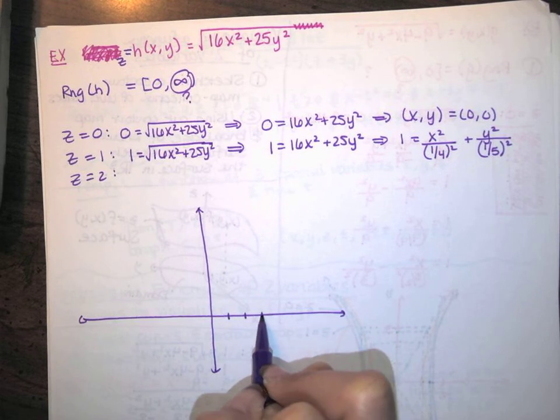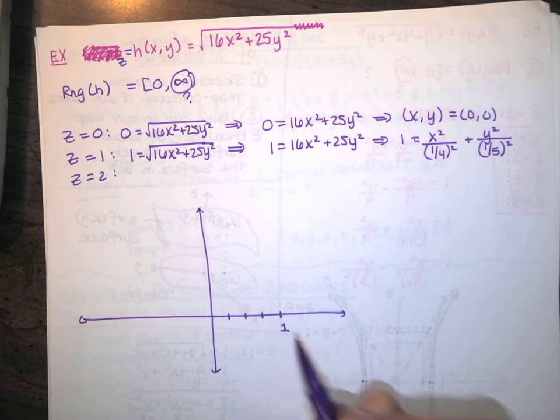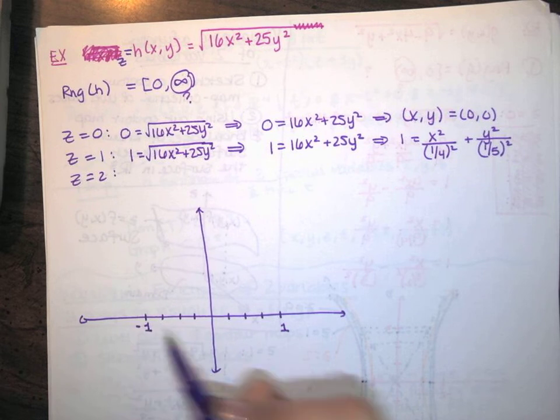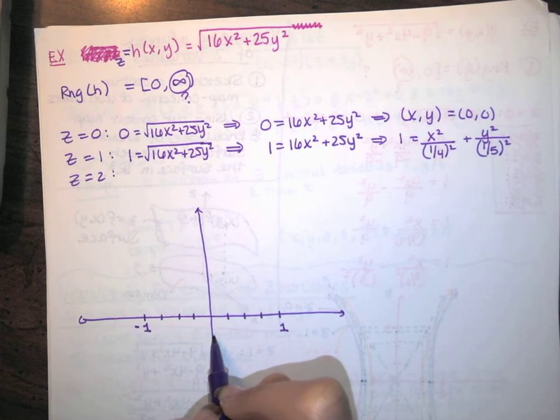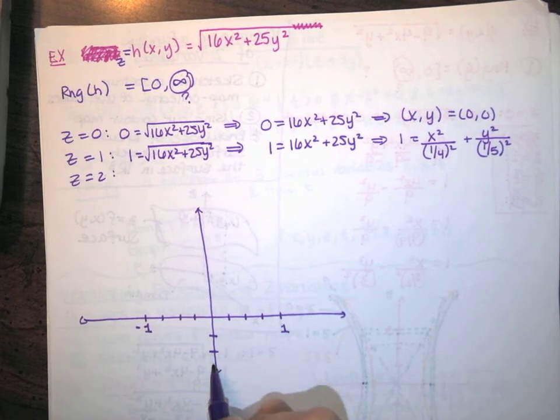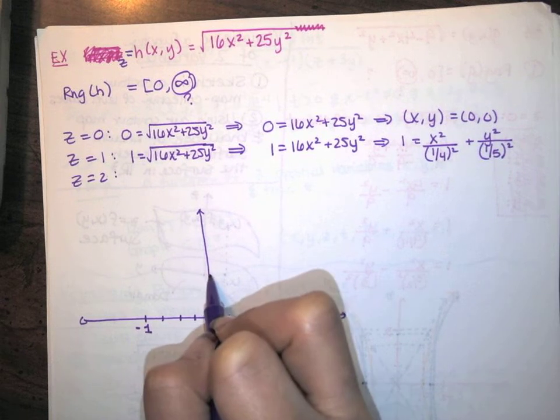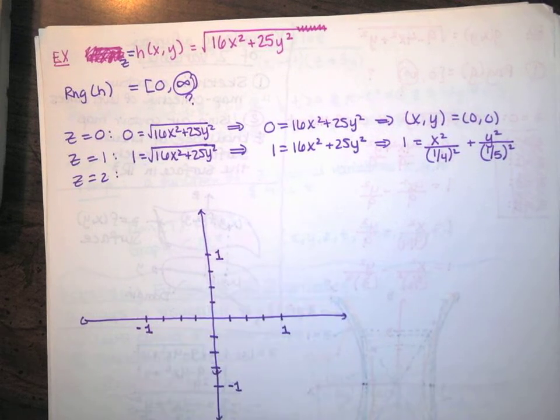I'm just going to go out pretty far. I'm going to call that x equals 1, and that x equals -1. And here's -1 in the y direction, +1 in the y direction.